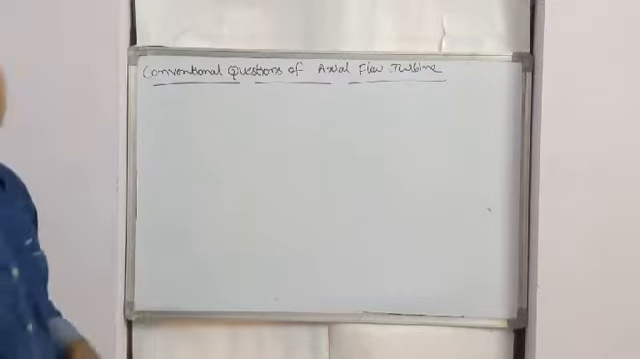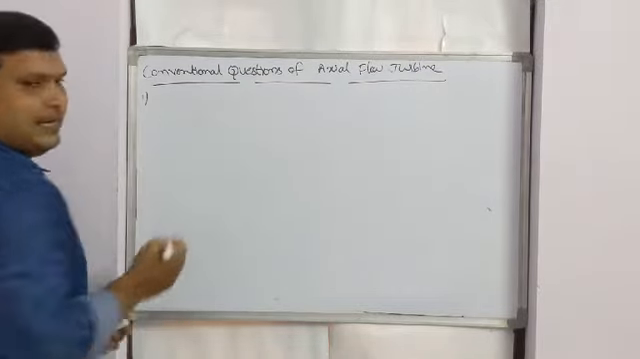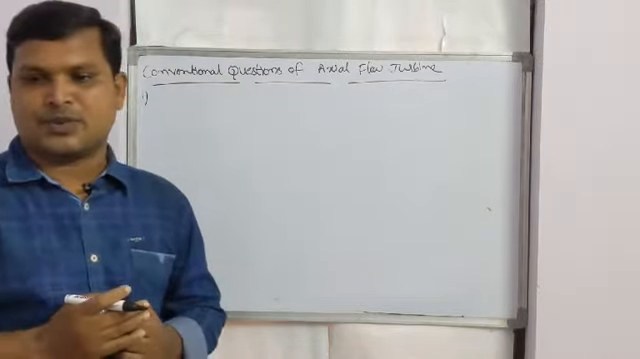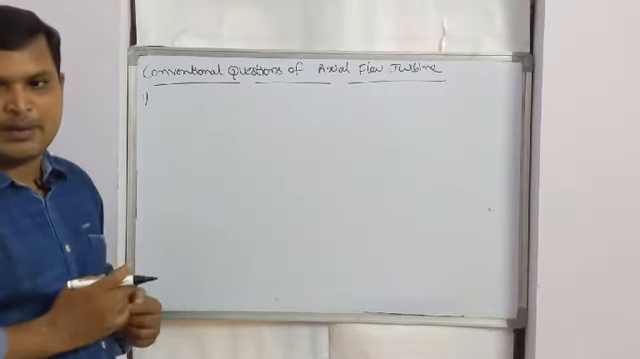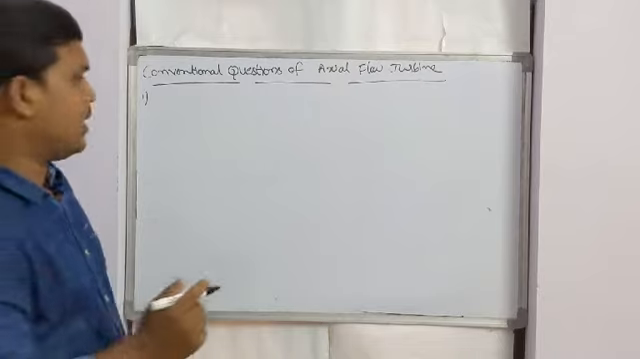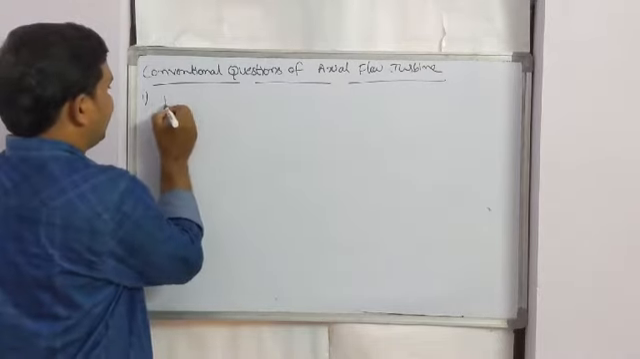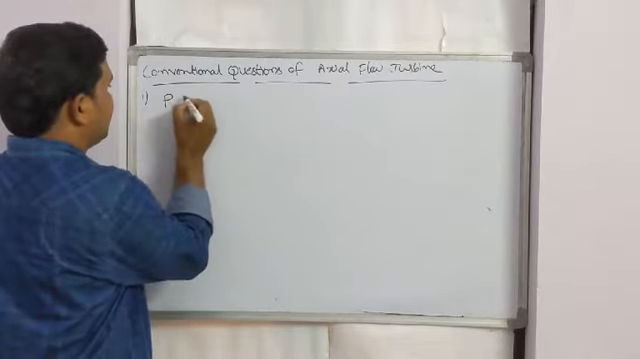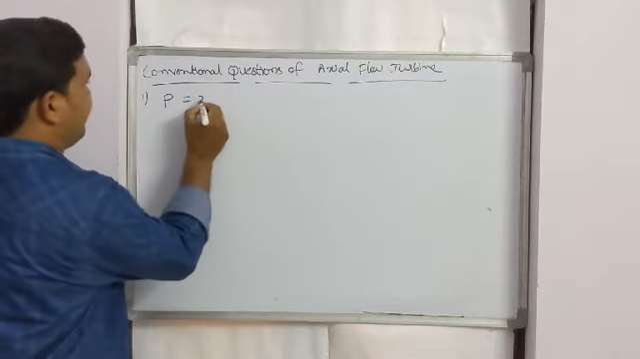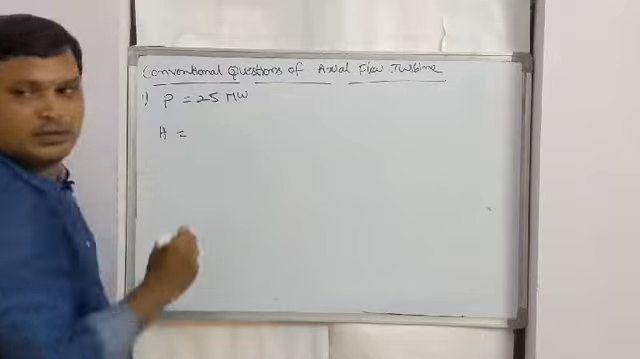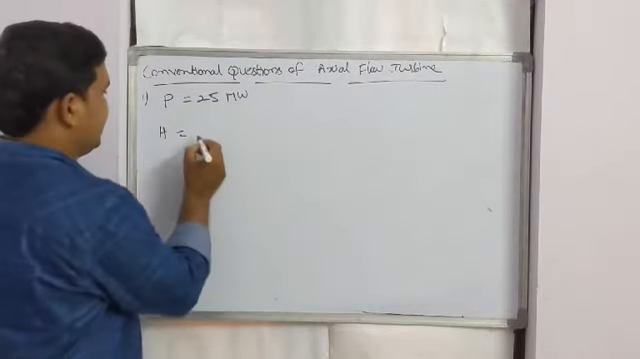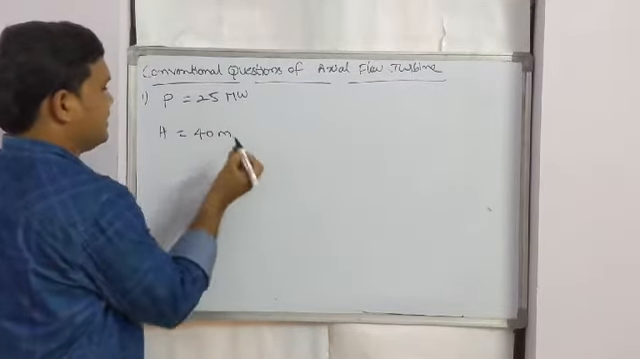The first problem. A Kaplan turbine produces 25 megawatt under a head of 40 meter. That megawatt is nothing but power. The 25 megawatt power is developed under a head of 40 meter.